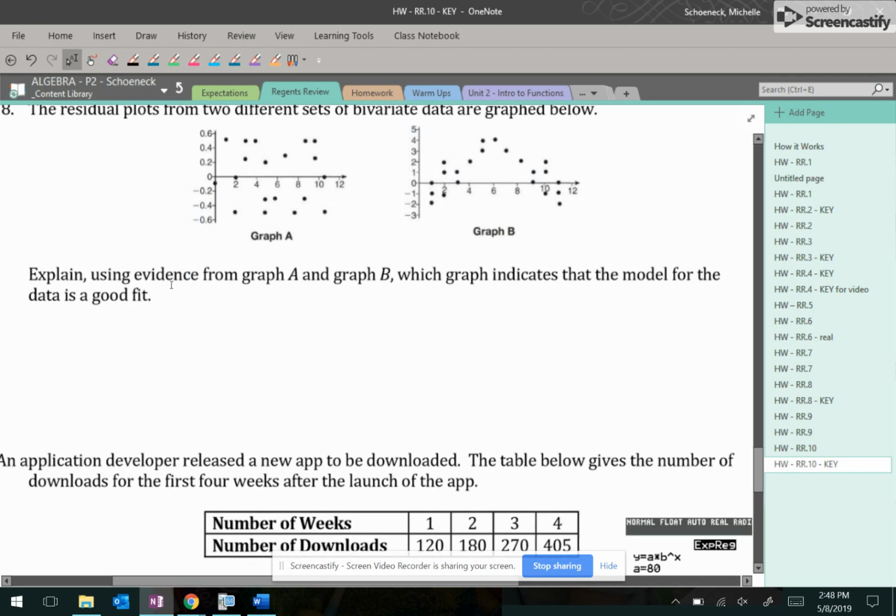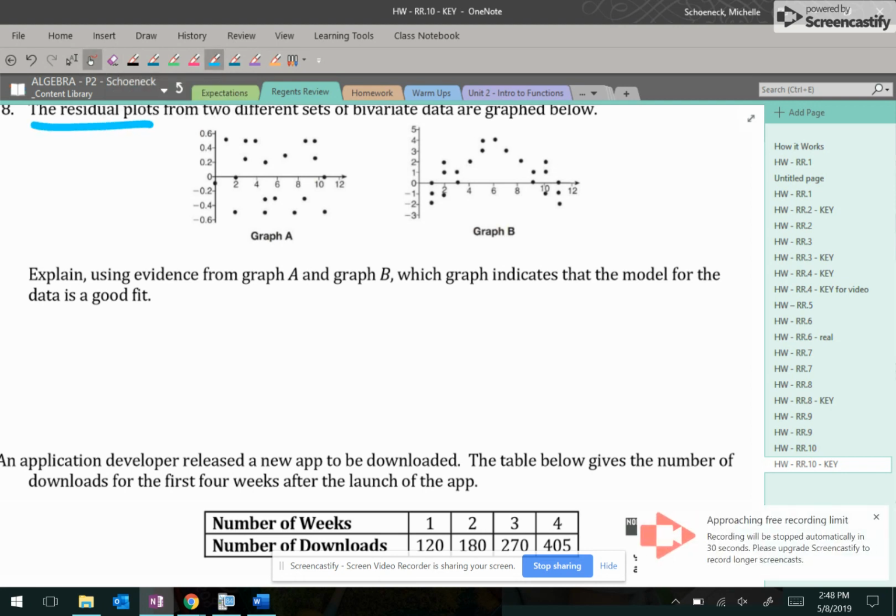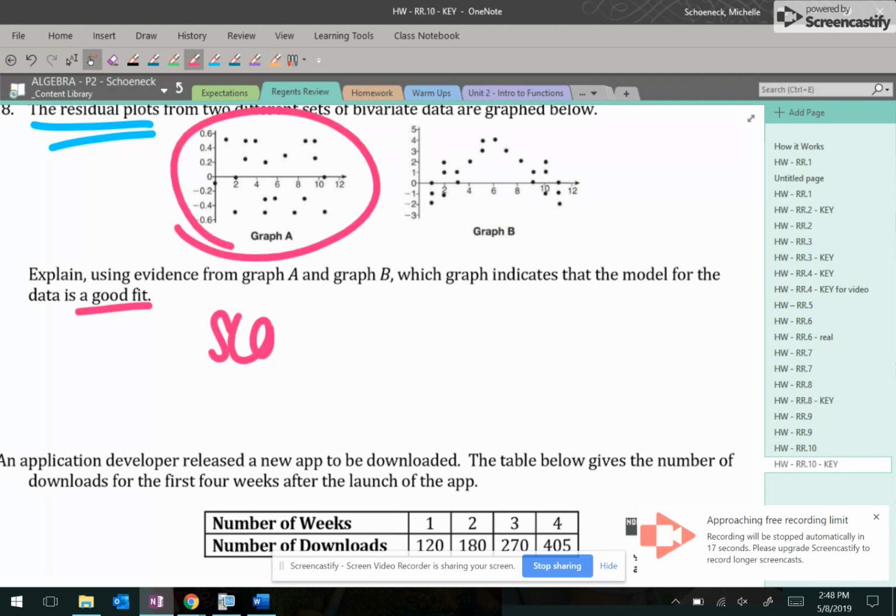Number 8, the residual plots from 2 different sets of bivariate data are graphed below. Okay, residual plots have to do with the scatterness of it, okay? Which indicates the model is a good fit? Graph A because it's scattered. I am running out of time.